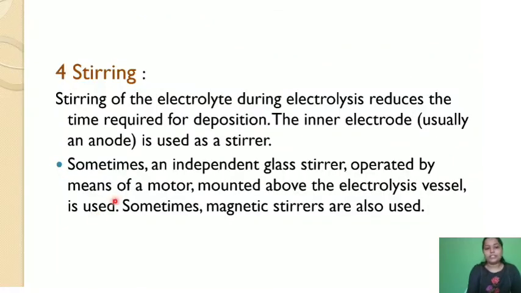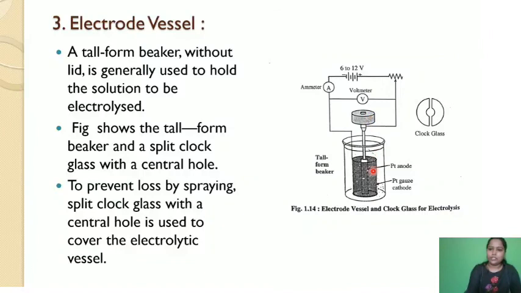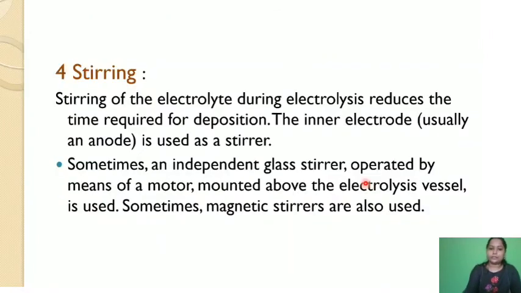The next one is the stirrer. Stirring of the electrolyte during electrolysis reduces the time required for deposition. Therefore, stirring is very important. Generally, the inner electrode, that is the anode, is used as a stirrer. In this diagram, the anode is used as a stirrer. Sometimes an independent glass stirrer operated by a motor mounted above the electrolysis vessel is used, and sometimes a magnetic stirrer is also used.